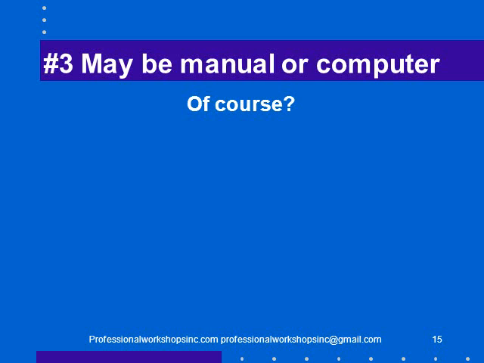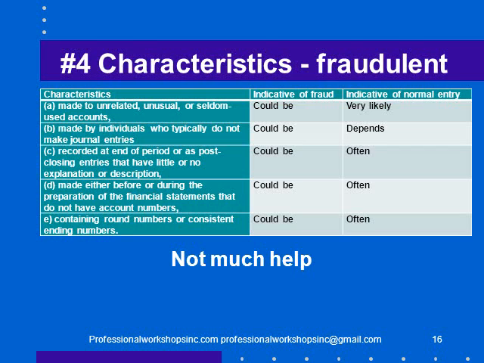Third piece of advice is that journal entries may be manual or by computer. And I don't know how that helps us find fraudulent ones because, of course, it's either going to be manual or computerized. Now, the fourth set of helpful hints are characteristics of fraudulent journal entries.